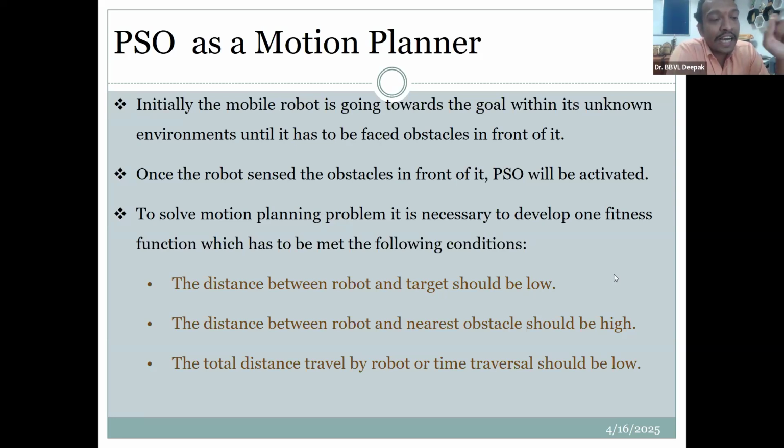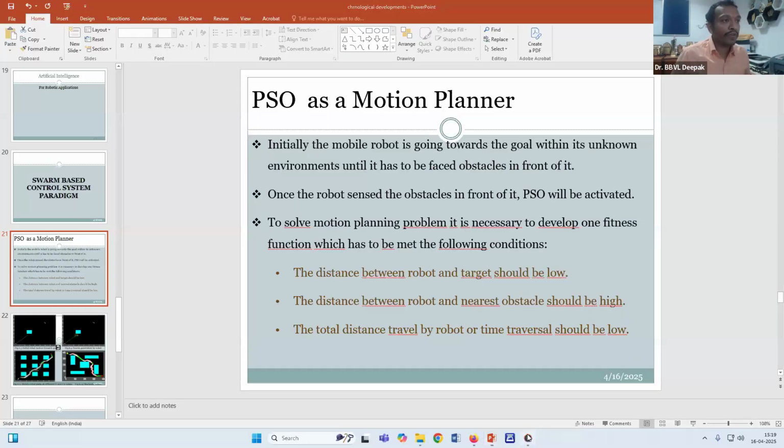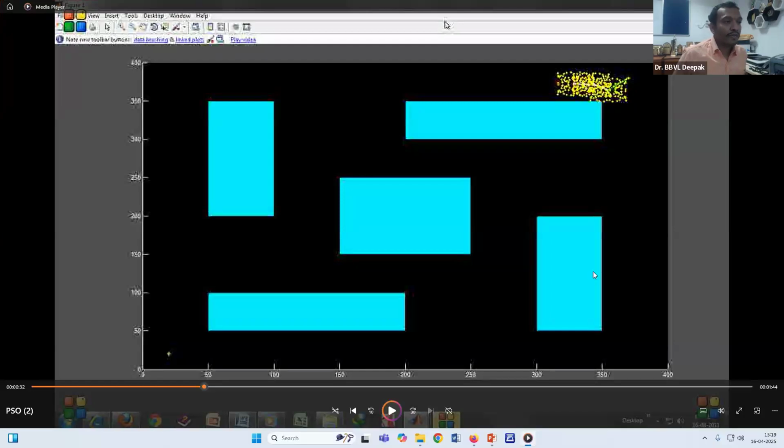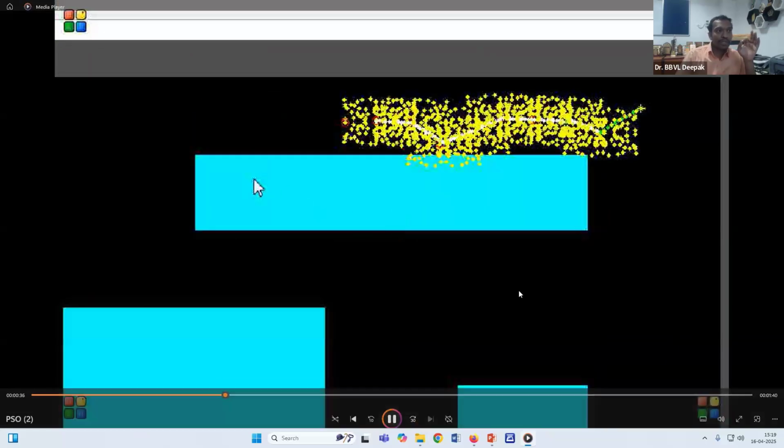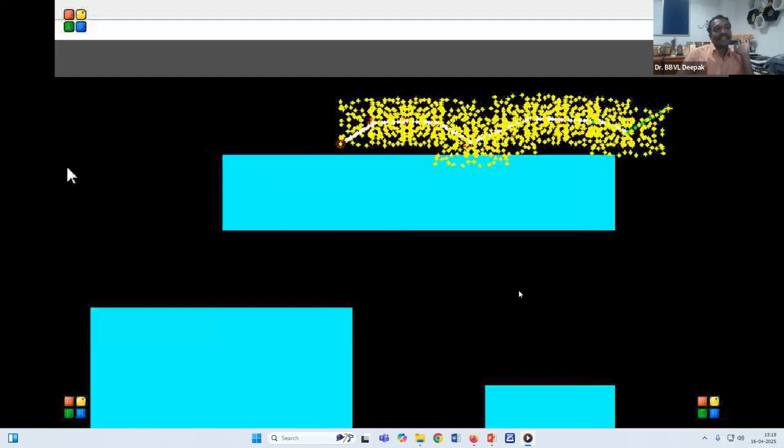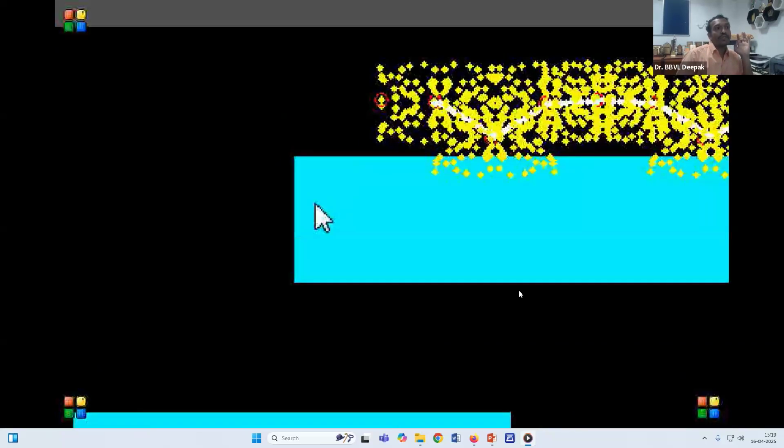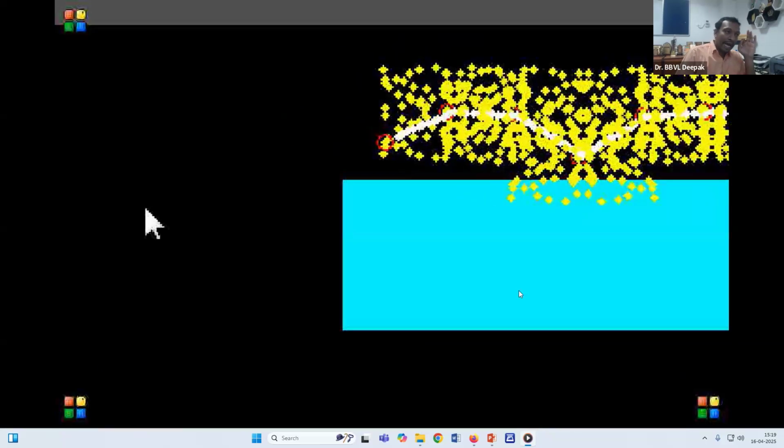The best position of the swarm that satisfies this criteria will be treated as the global best position, and then the robot will move towards that global best position. Now again, we can go to that video to see how it works. Here you can see the swarm generation, as well as the robot targeting one position, which is marked in red color. That is the global best position. See, the swarm is generated.